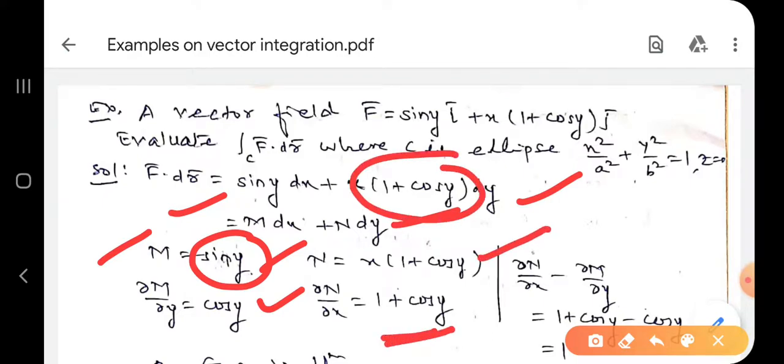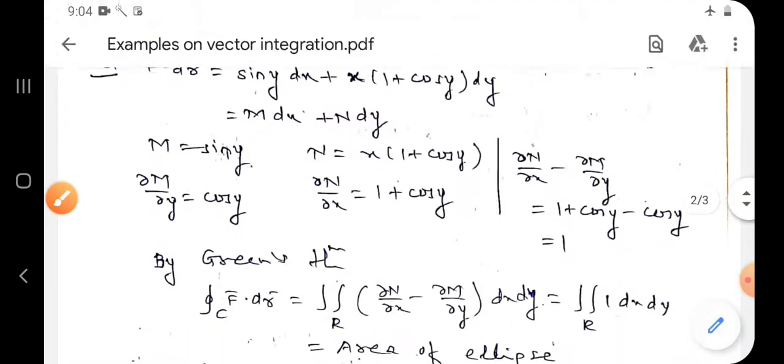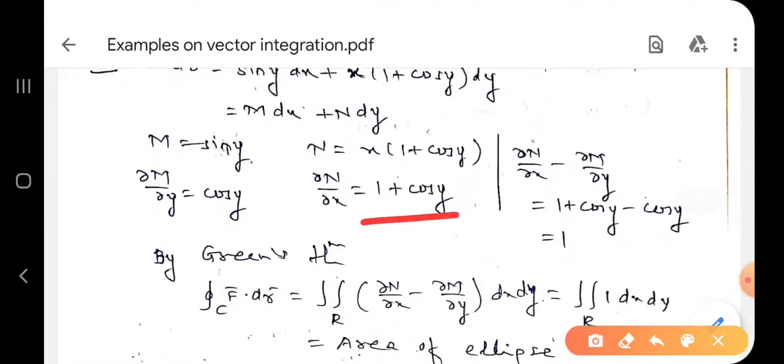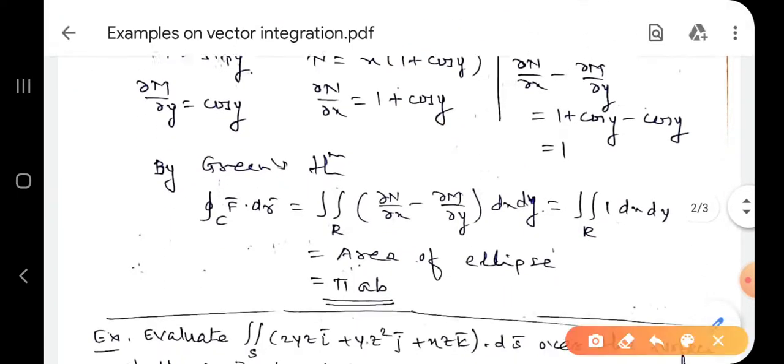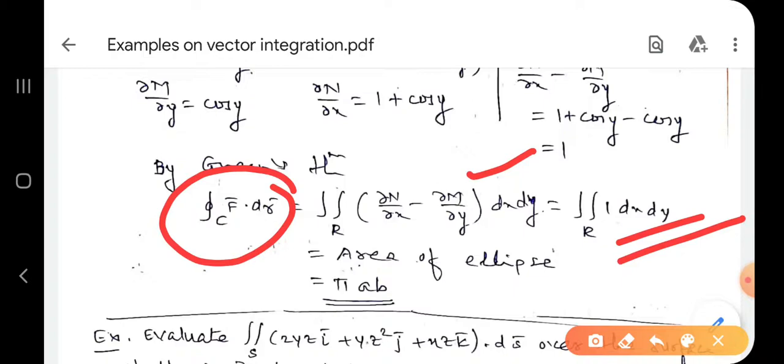Now find dou N by dou x minus dou M by dou y. So I get here 1 plus cos y minus cos y. So our answer is 1. So dou N by dou x minus dou M by dou y is 1. Therefore, by Green's theorem or Green's lemma, integration over a closed curve C of f bar dot dr bar is equal to double integration over R of (dou N by dou x minus dou M by dou y) dx dy, which is equal to double integration over R of dx dy.